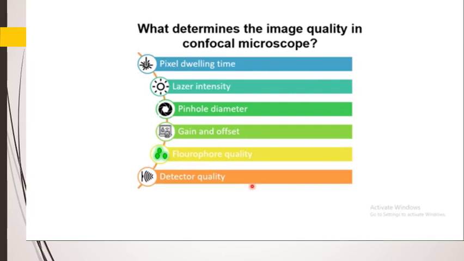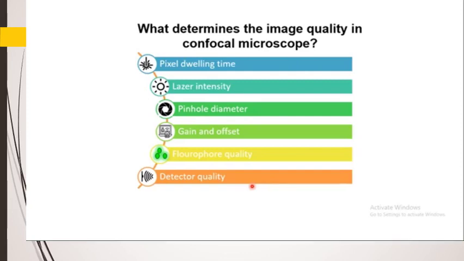Laser intensity is another important factor. If the laser intensity is too low, the features won't be illuminated. And if the laser intensity is too high, then the features would be saturated and the dynamic range won't be fulfilled in the image. The pinhole diameter is another important thing. If the pinhole diameter is too narrow, then what happens? A lot of signal would be cut off and the image would be dim. But if the pinhole diameter is larger, then what would happen? The out of focus light can get through this pinhole.